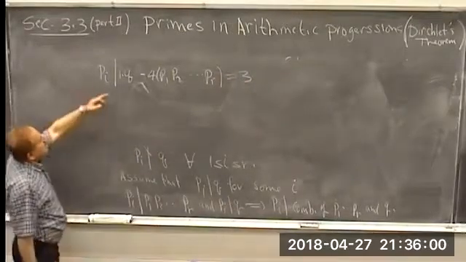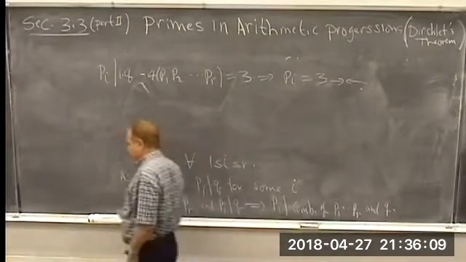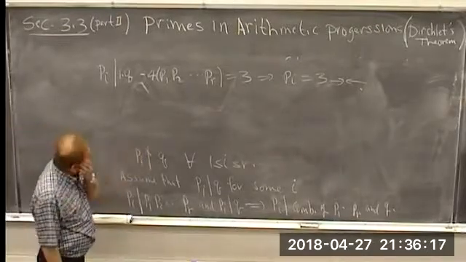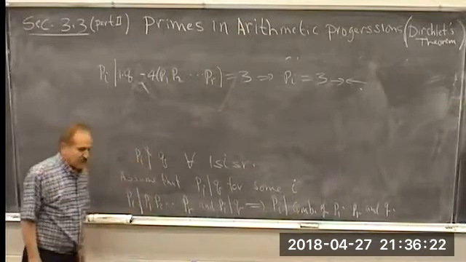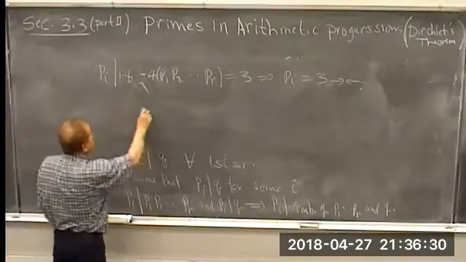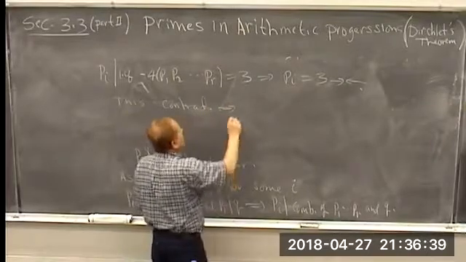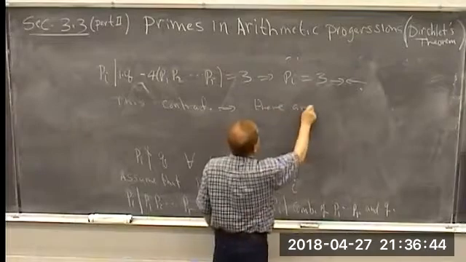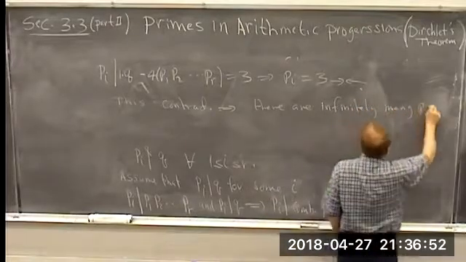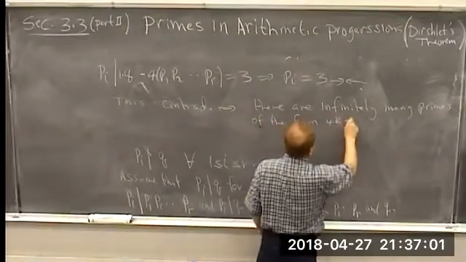Again, this is a contradiction because this means that p sub i is equal to 3, and this is a contradiction. All right, this is it, which means that, since again the primes that are contained in the prime factorization of a composite must be of the form 4k plus 3, and these are the only ones, this contradiction implies that there are infinitely many primes of the form 4k plus 3. All right?